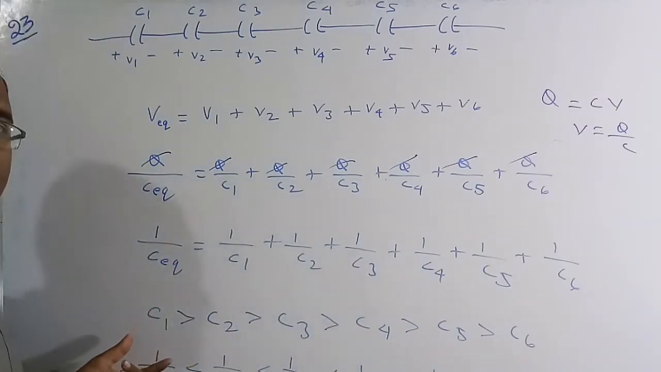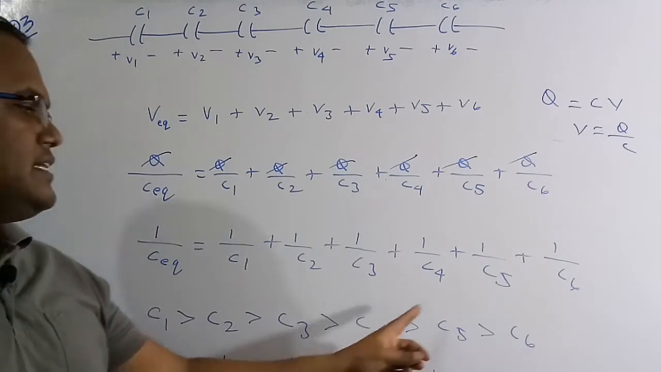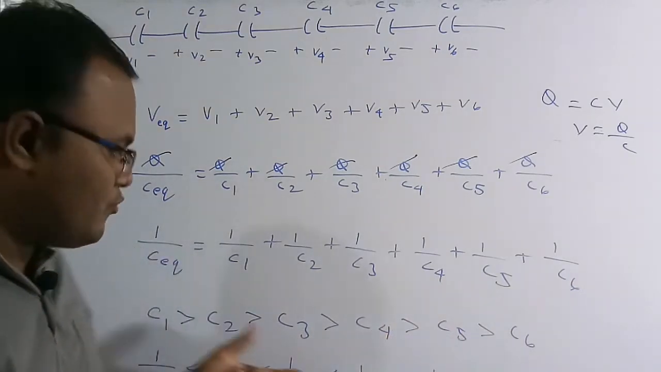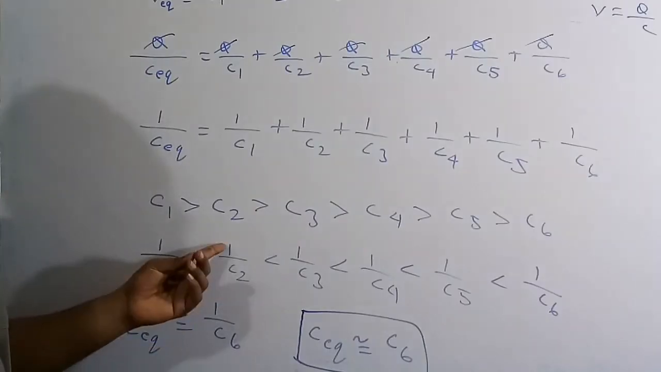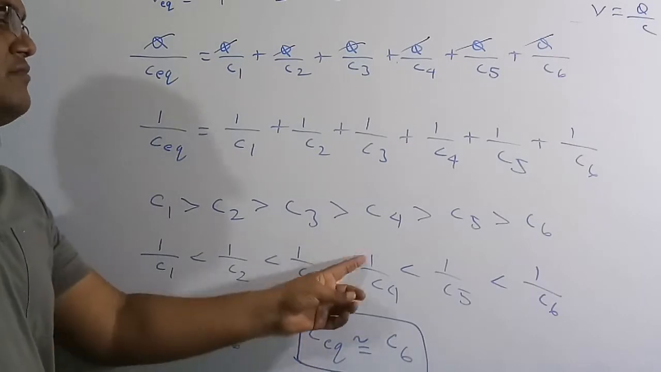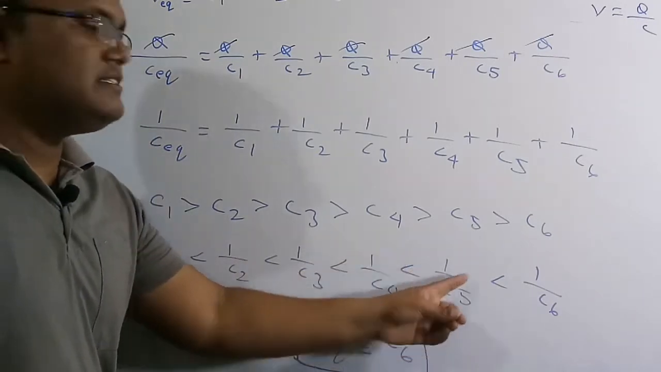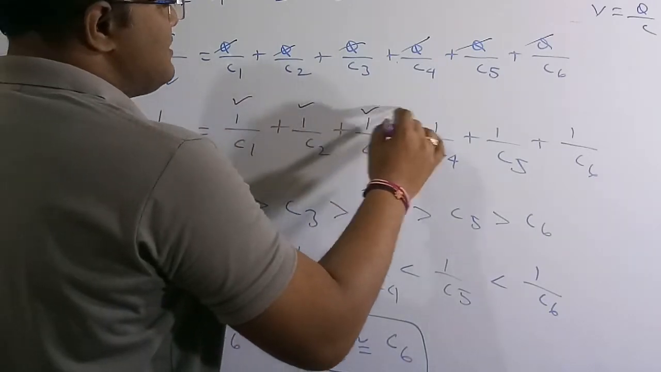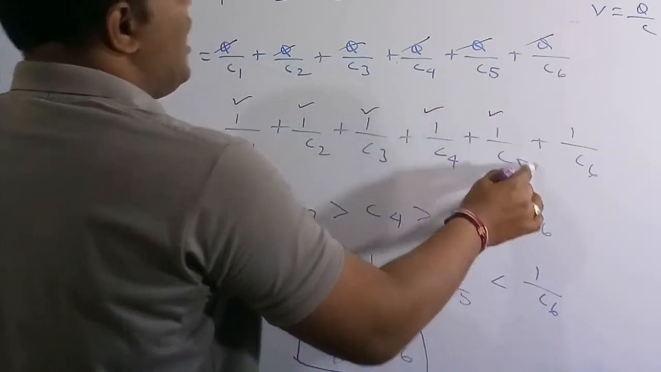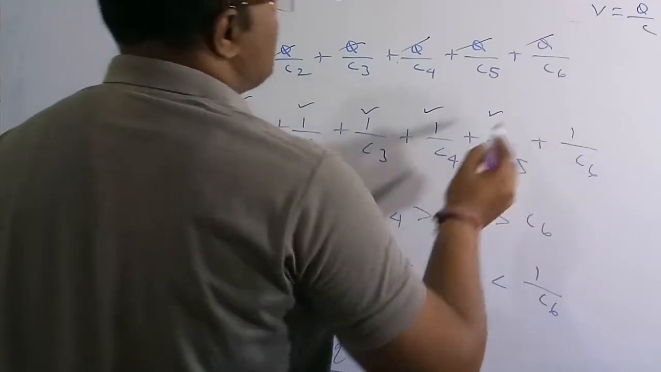In the question it is already given that C1 is greater than C2 is greater than C3 is greater than C4 is greater than C5 is greater than C6. Whenever this is true, the reciprocals will be in the reverse manner. Therefore 1 by C1 is less than 1 by C2 is less than 1 by C3 is less than 1 by C4 is less than 1 by C5 is less than 1 by C6. So 1 by C1, 1 by C2, 1 by C3, 1 by C4 and 1 by C5 are all small values compared to 1 by C6.